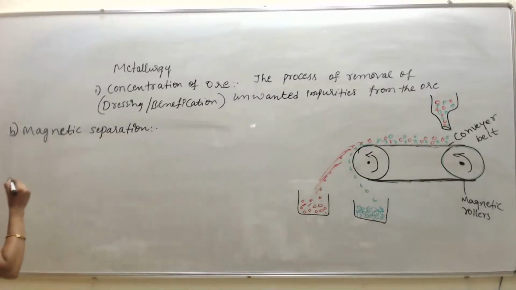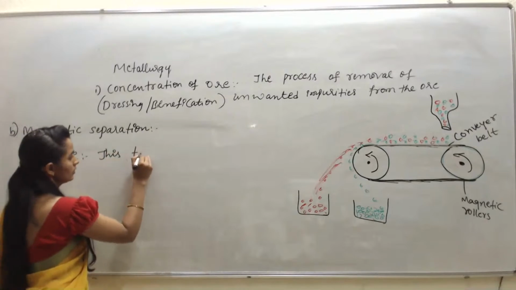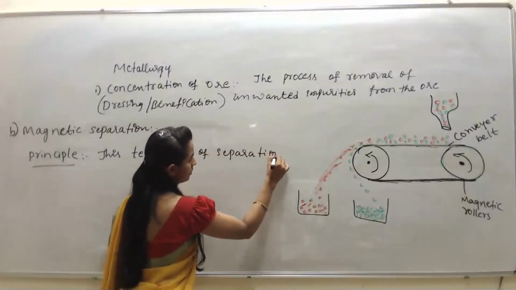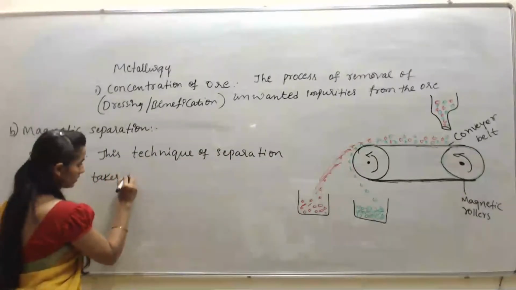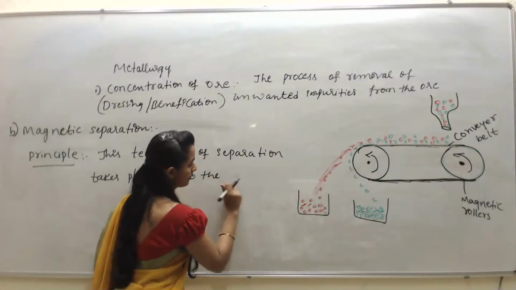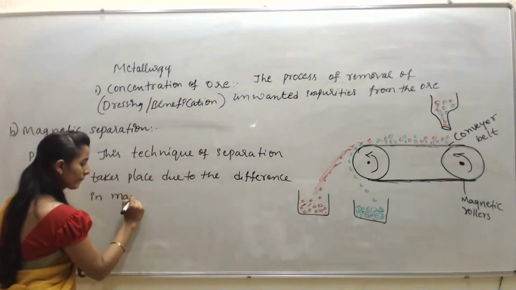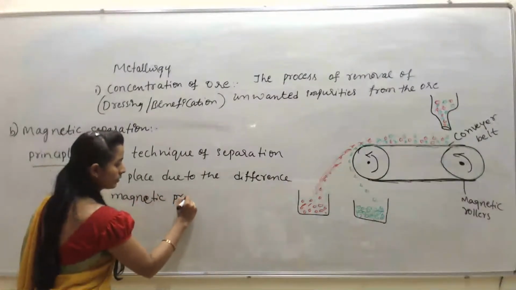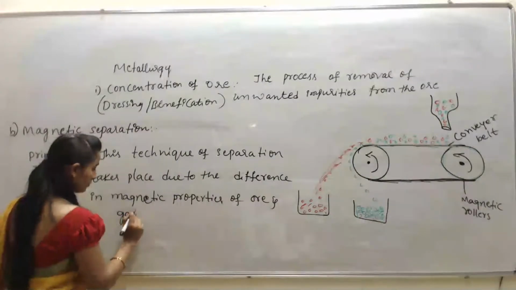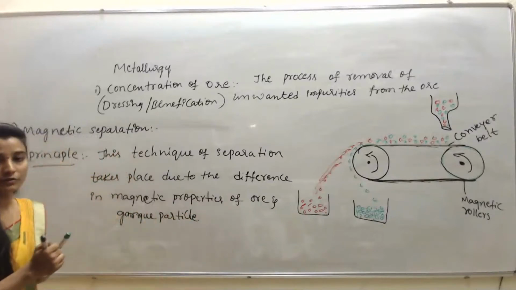So the principle involved here is: this technique of separation takes place due to the difference in magnetic properties of ore and gangue particle. So this is the principle of this magnetic separation.